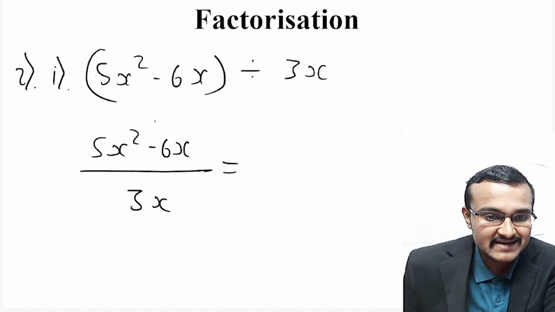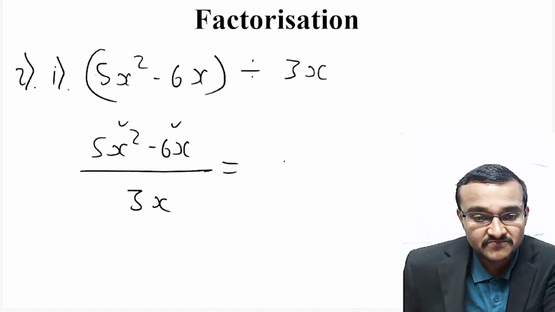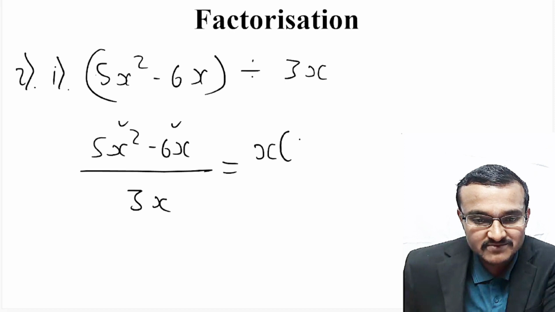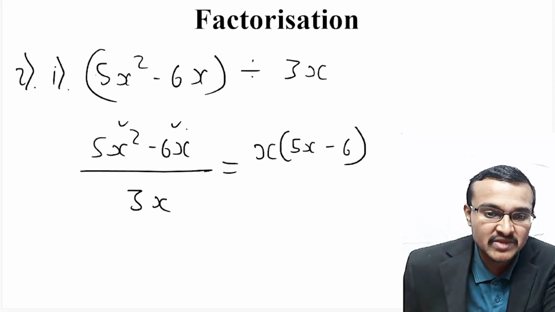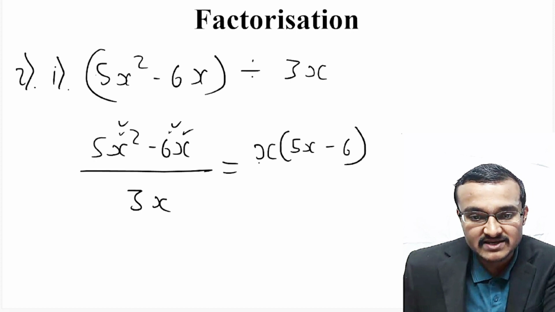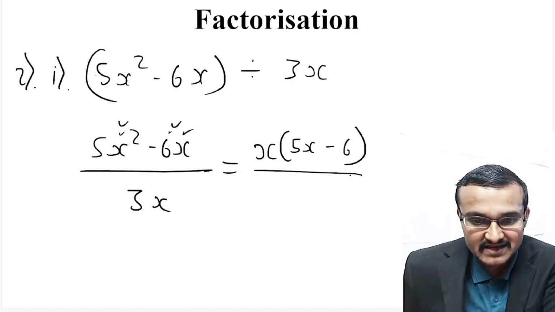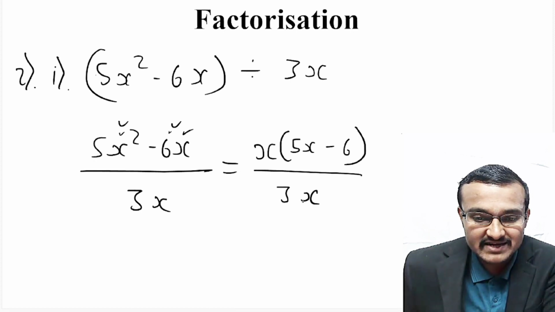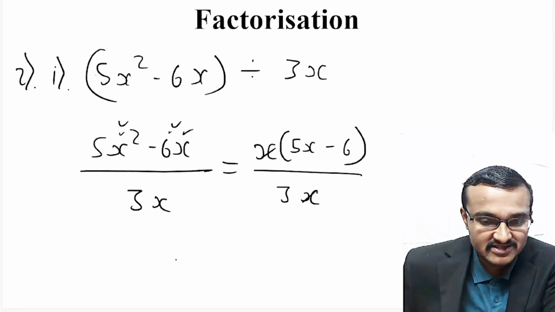This 5x square minus 6x is in the numerator, that is 5x square minus 6x divided by 3x. You can take x common in these two terms. When you take x common, 5x will remain inside the bracket, minus 6 will remain, because when you remove x from 6x only 6 remains, and when you remove x from 5x square, 5x remains. So x into 5x minus 6, divided by 3x. Here x gets cancelled.